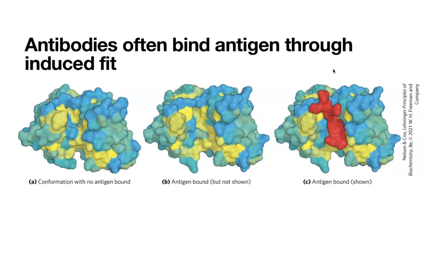Now, what types of properties would you expect this antigen to have if the binding surface looks like this?